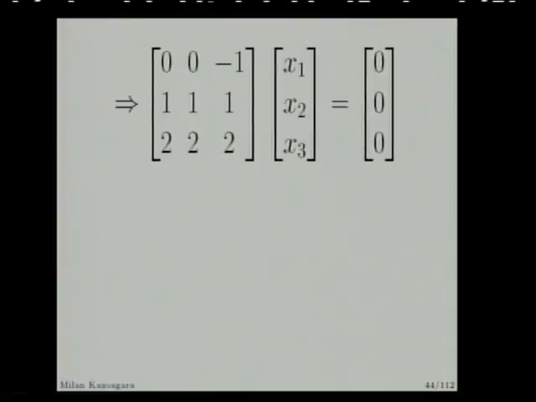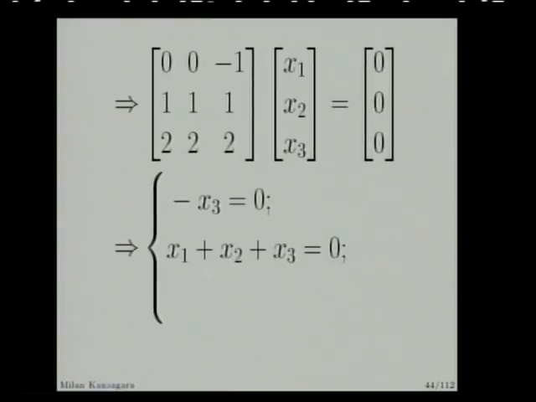Solving this, what we get: 0 into x1 plus 0 into x2 minus x3 equal to 0. So just minus x3 is equal to 0. Now the next equation: x1 plus x2 plus x3 equal to 0, just on multiplication of the matrices on the left hand side. And this is the third equation.